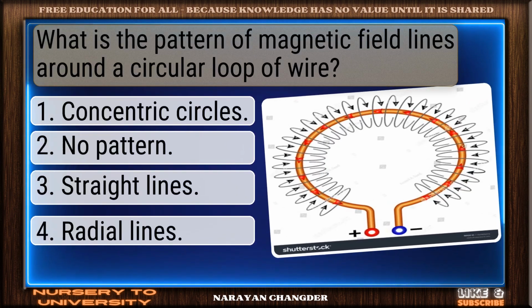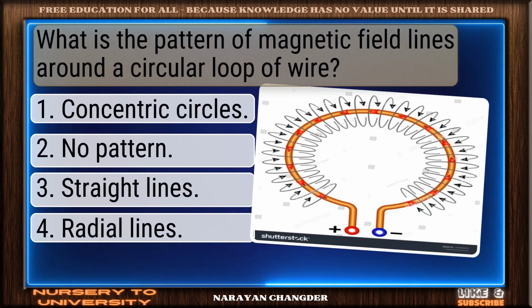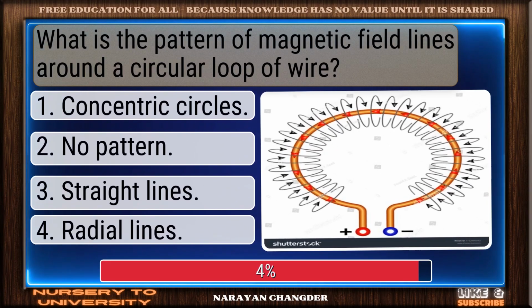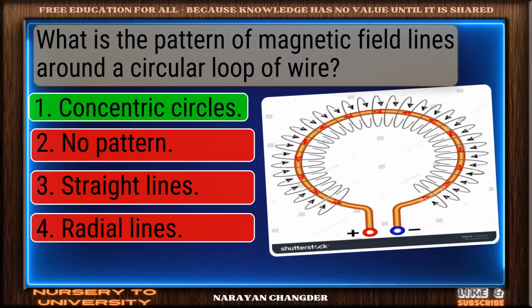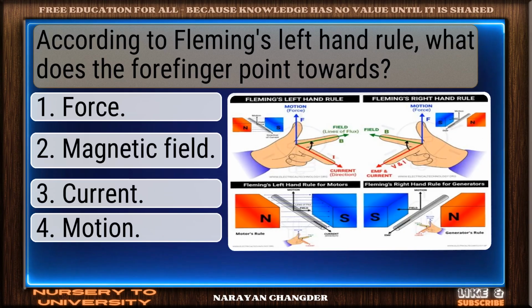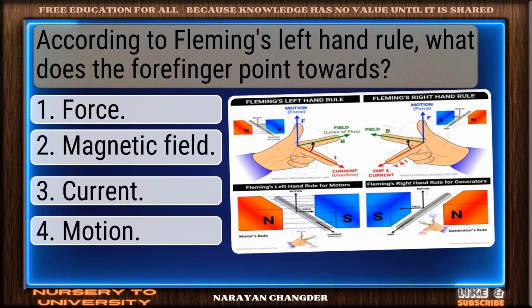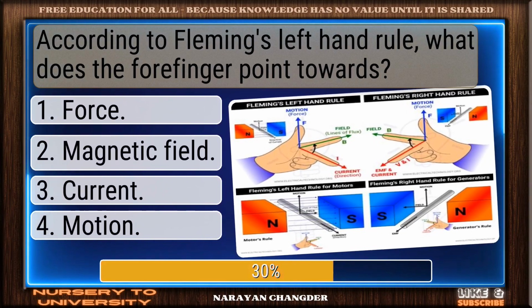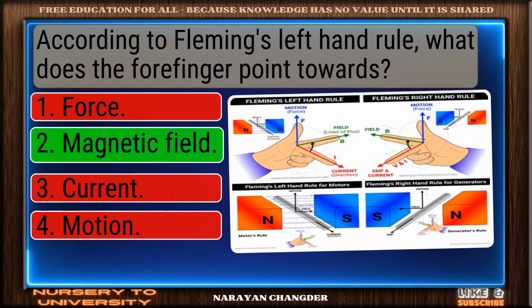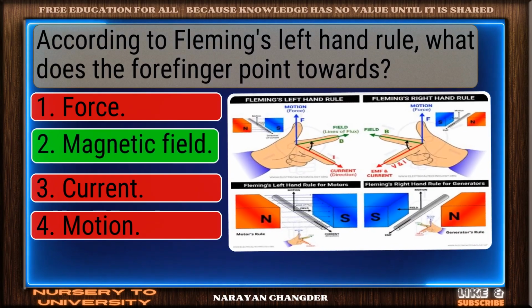What is the pattern of magnetic field lines around a circular loop of wire? Perfect. Concentric circles is the one. According to Fleming's left-hand rule, what does the forefinger point towards? You got it. Magnetic field fits.